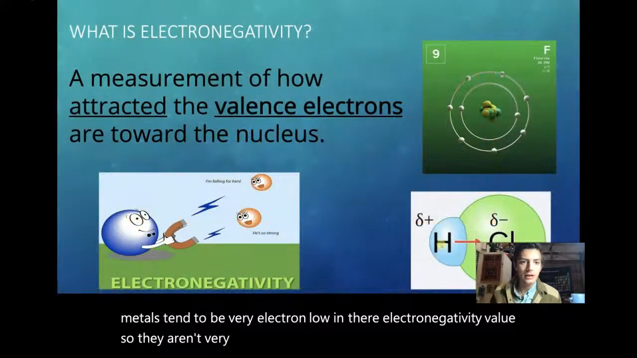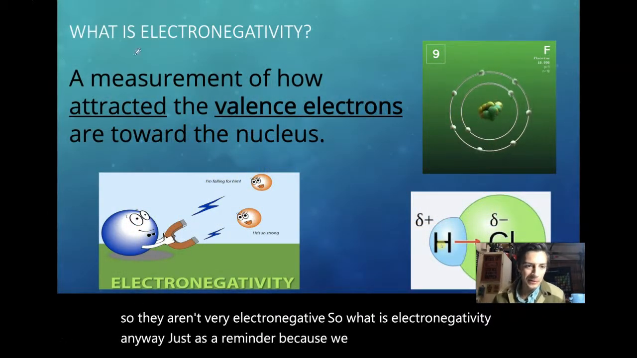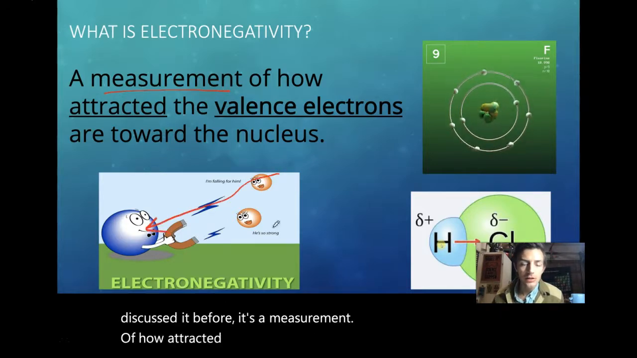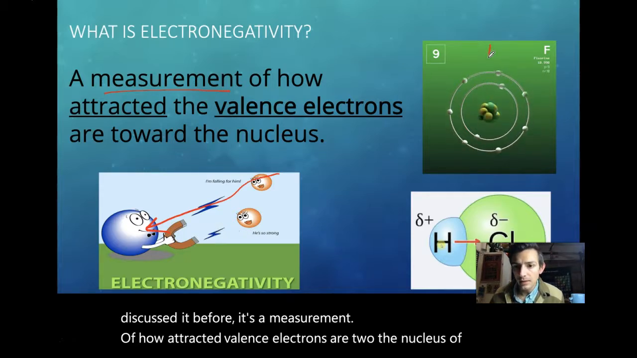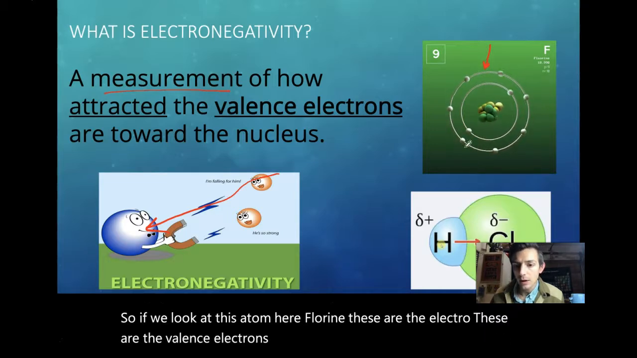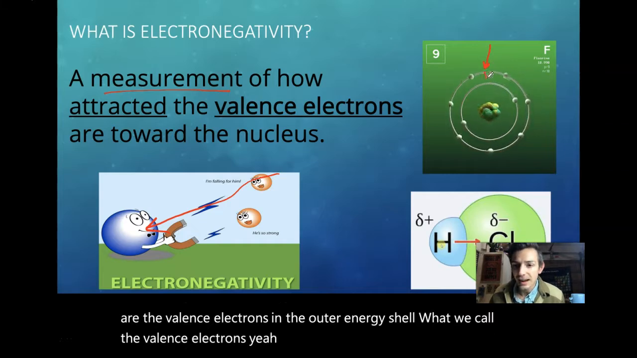So what is electronegativity anyway? Just as a reminder, because we have discussed it before, it's a measurement of how attracted valence electrons are to the nucleus of an atom. If we look at this atom of fluorine, these are the valence electrons in the outer energy shell, and they are attracted to the nucleus.